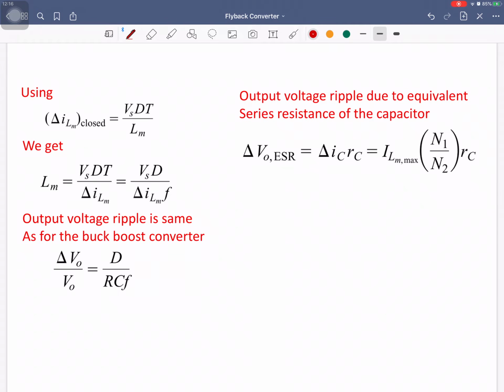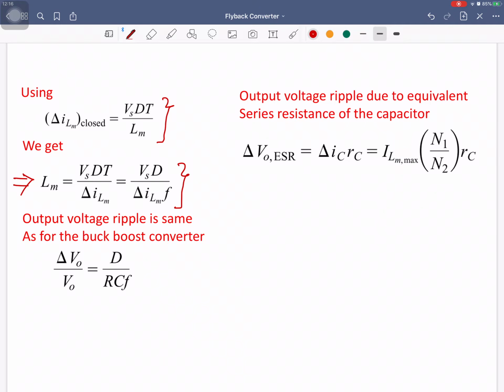Now using the closed state of your switch, we have the expression for the delta I, the current ripple of your magnetization branch, and rearranging it, we can find the expression for the inductance, which is equal to VSD into T by delta ILM, and writing T in terms of frequency. So this is the expression for the inductance.